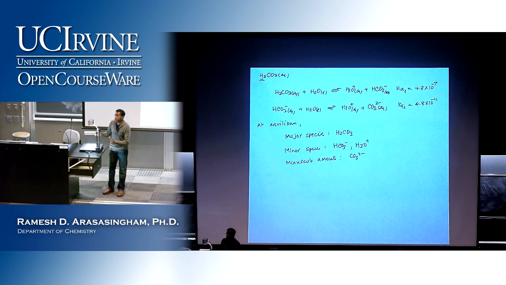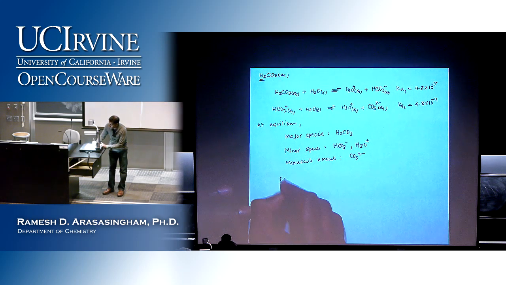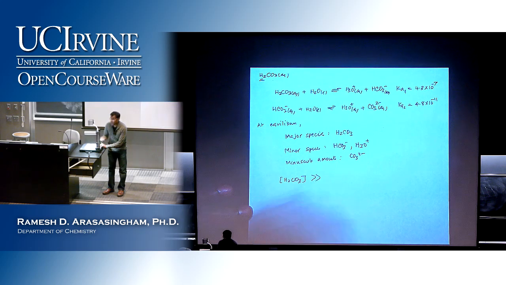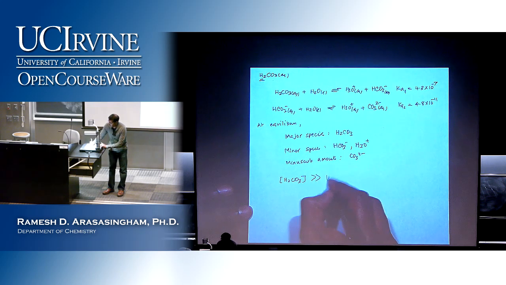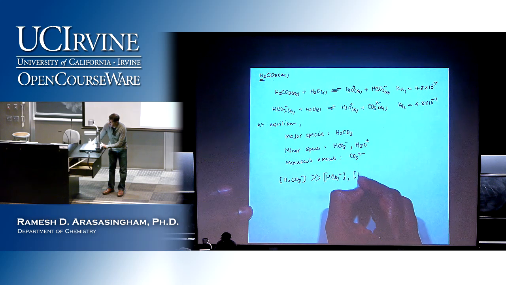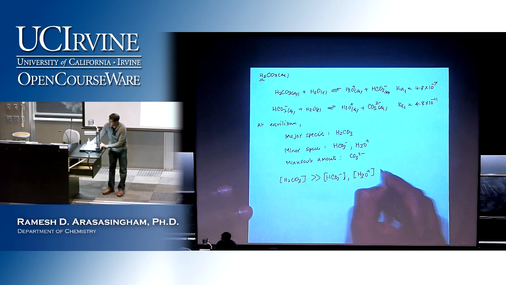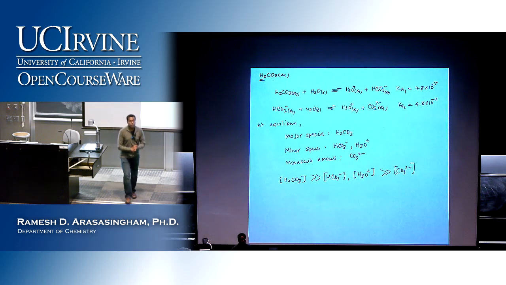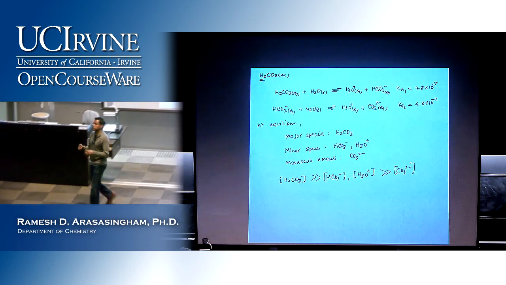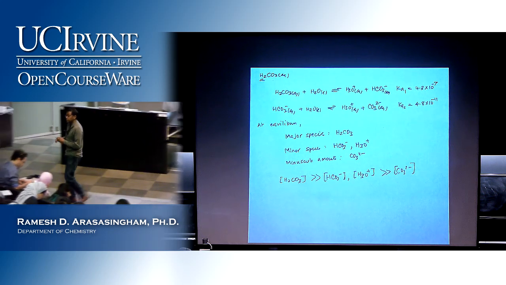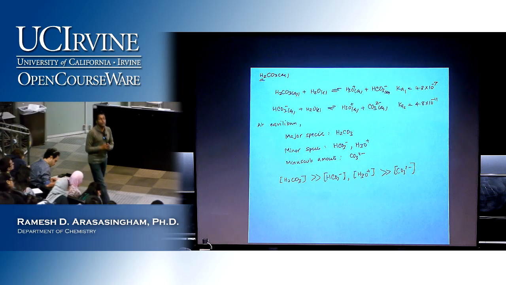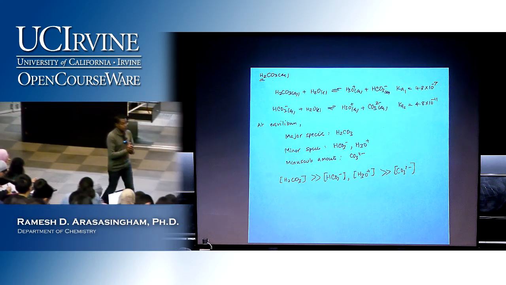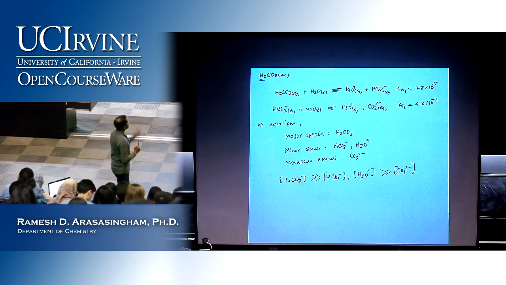So if you're going to compare the relative concentrations, you know that H2CO3 will have the greatest concentration. Then comes HCO3 minus and H3O plus, and then that should be greater than CO3 2 minus. So if you look at the relative concentrations of all the species in solution at equilibrium, now you have an idea what that composition is going to look like. All right? And it would look like that.